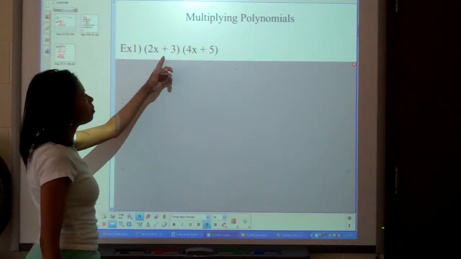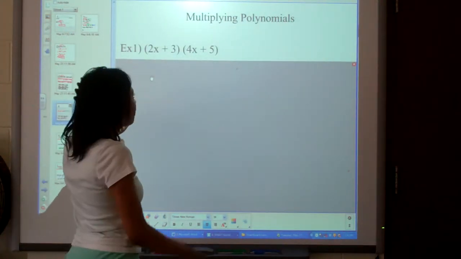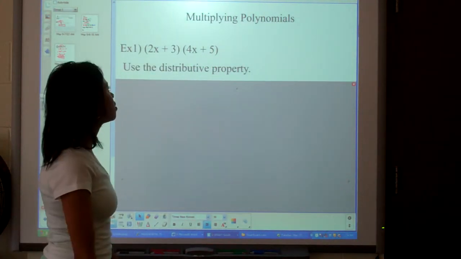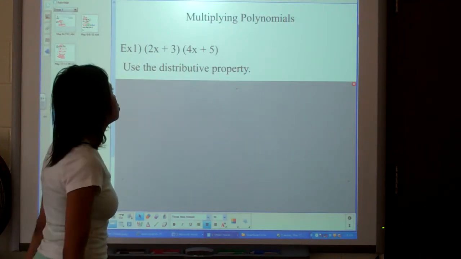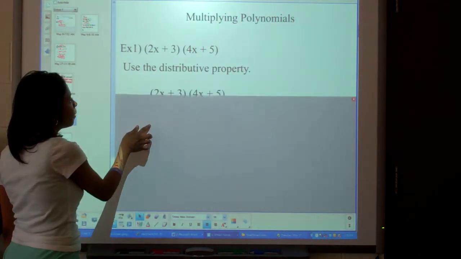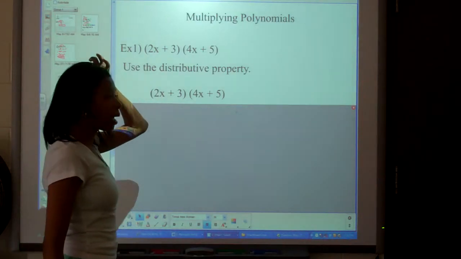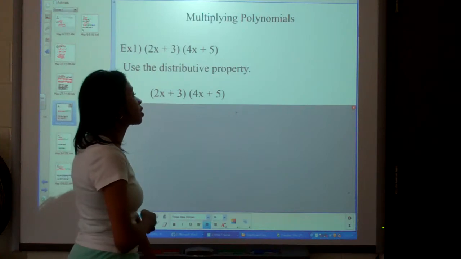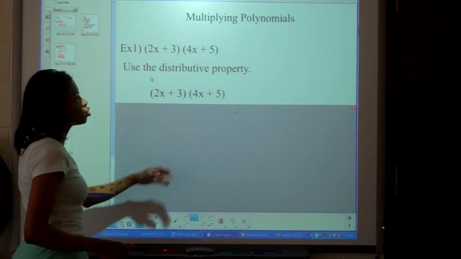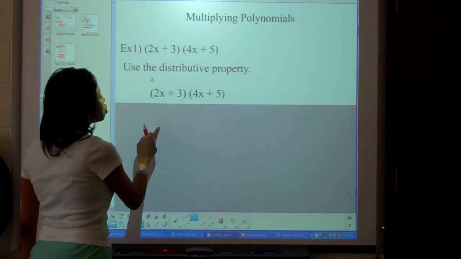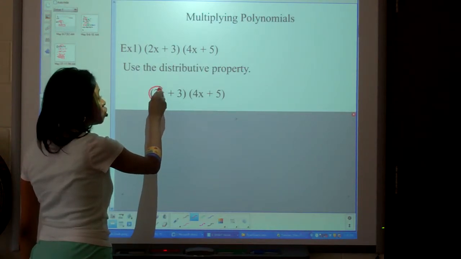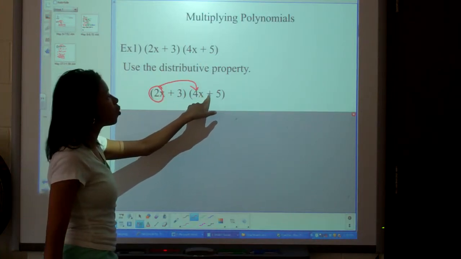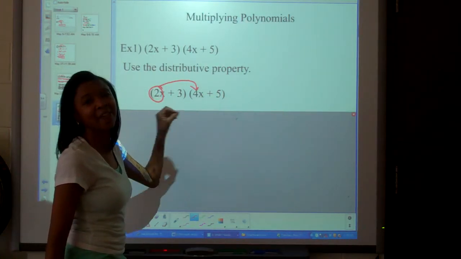We have 2x plus 3 times 4x plus 5. And all we're going to do is use the distributive property. This is easy. You've been distributing, just continue to do what you've been doing with distribution. Here we copy the problem, 2x plus 3 multiplied by 4x plus 5, and we're going to distribute, to share. What are we sharing first? We're going to share this 2x with the 4x. Every 2x is going to be shared with every term that's in the parentheses.